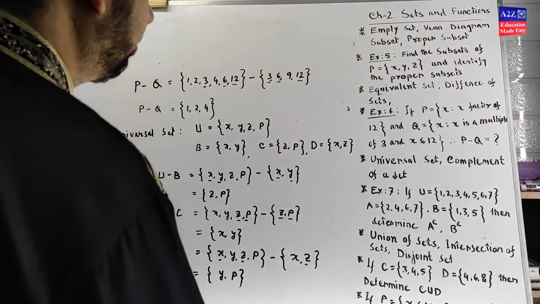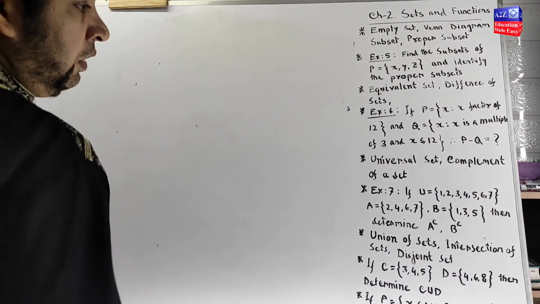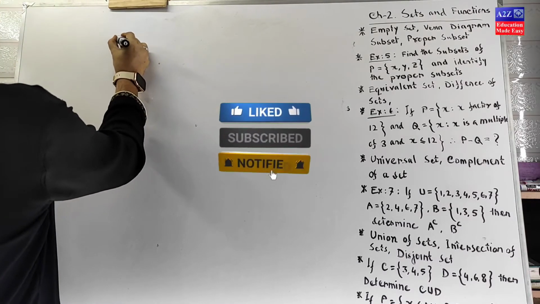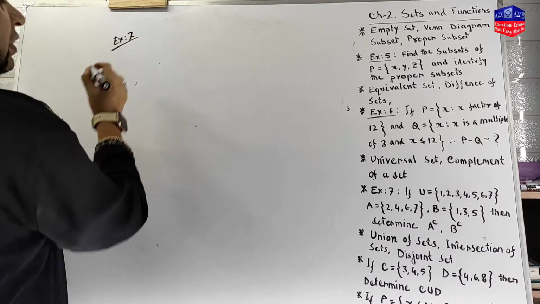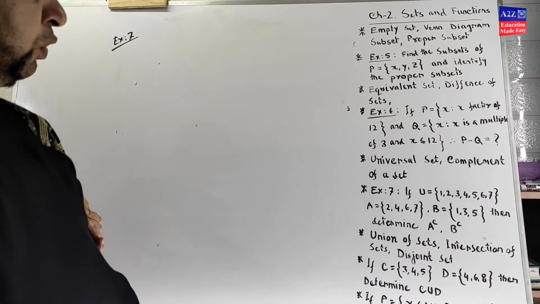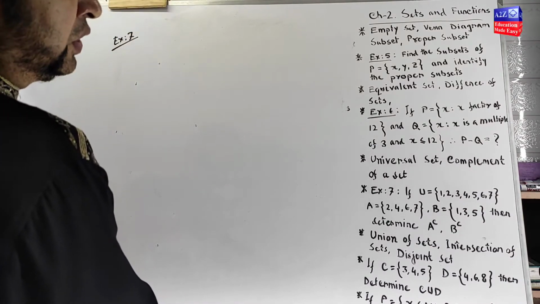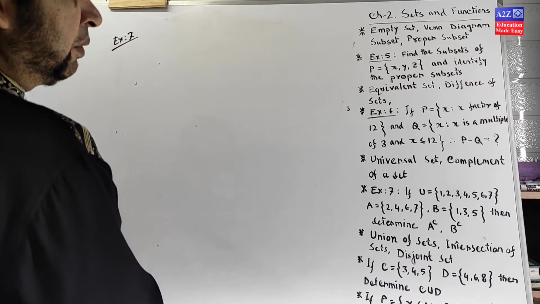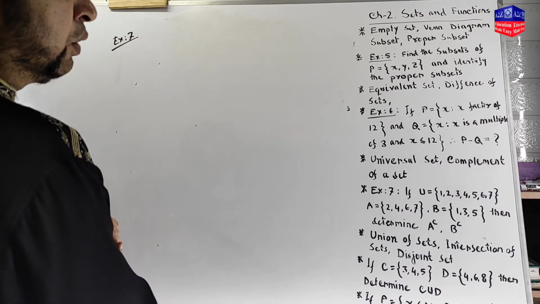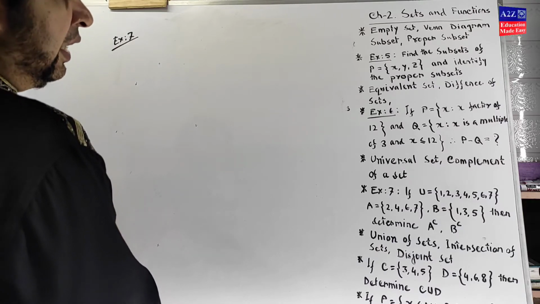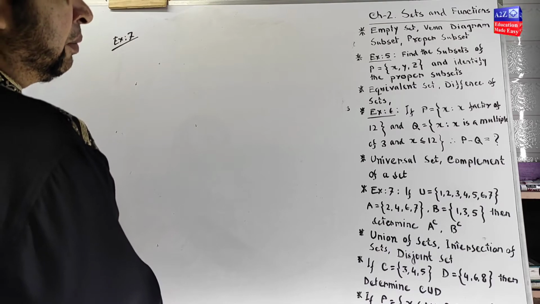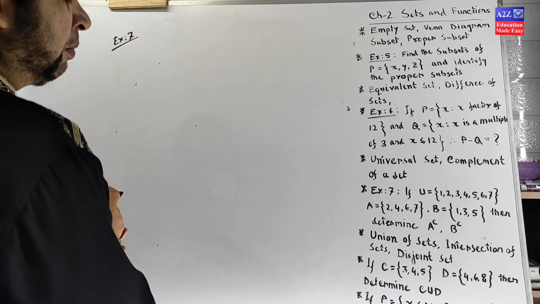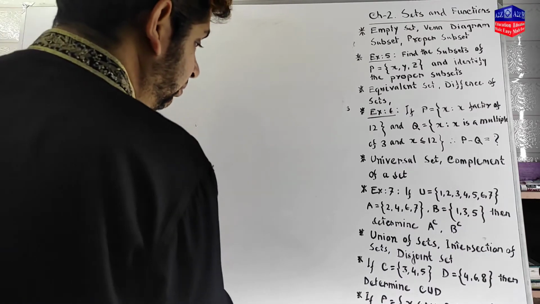Now I would like to solve an example problem. Example problem number 7. If a universal set U equals 1, 2, 3, 4, 5, 6, 7 and A equals 2, 4, 6, 7, B equals 1, 3, 5, then determine A complement and B complement. Exactly the similar problem, the similar demonstrations I have given earlier, so it will be very much easier for us to solve this problem by using that demonstration.